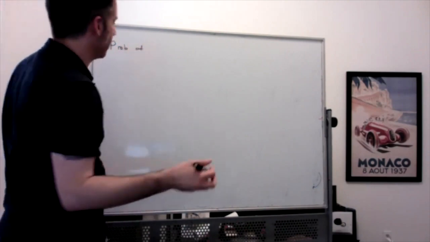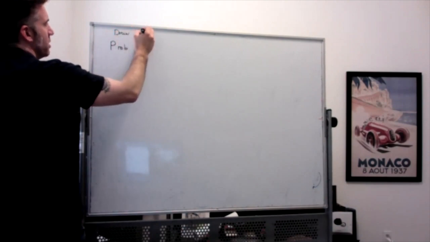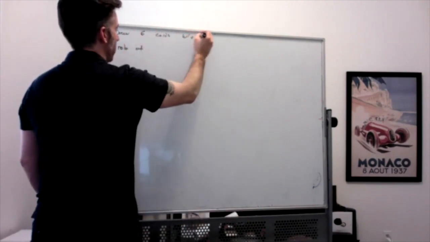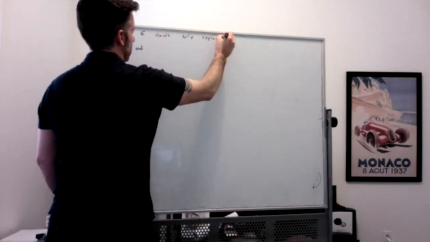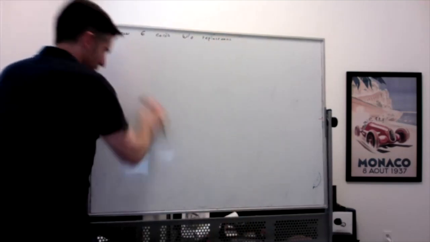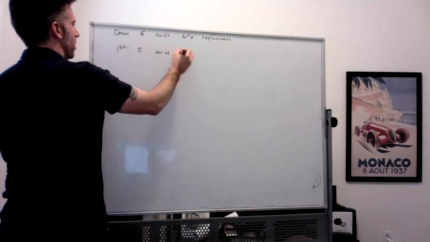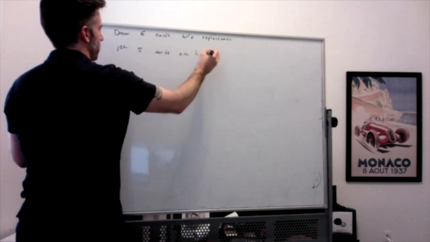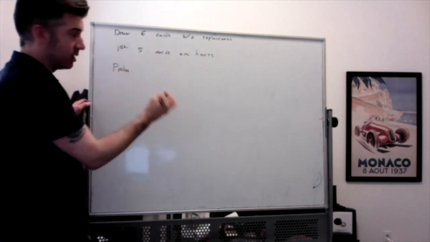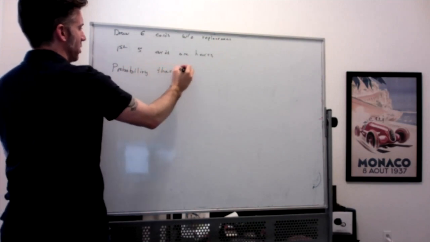Actually, let me back up a little. Let's say we draw 6 cards from a usual deck without replacement, and we are told that the first 5 cards are hearts. Given that first information, I want to know what's the probability that the 6th card is also a heart.